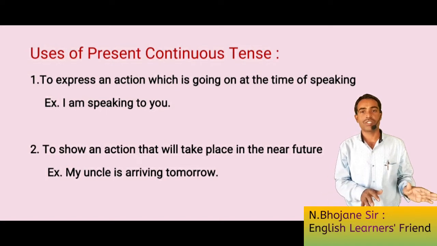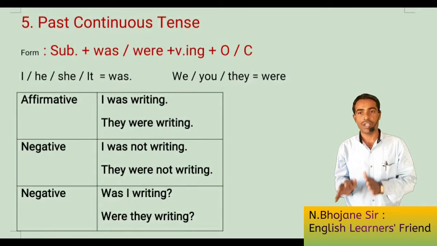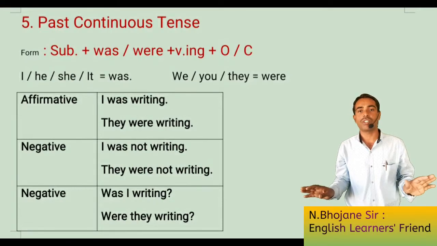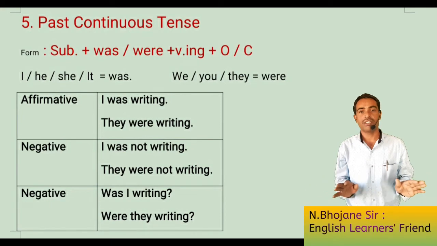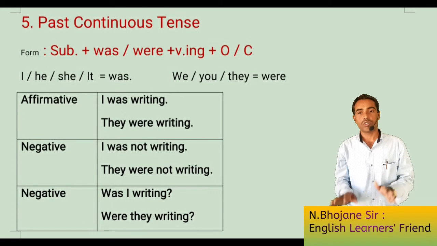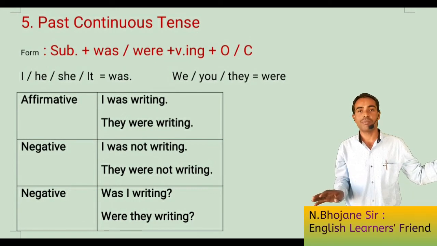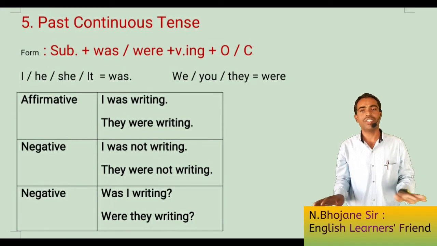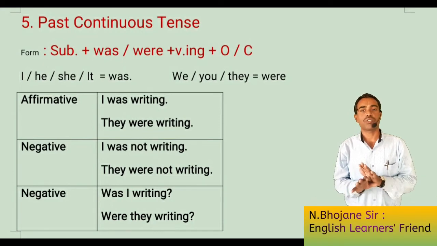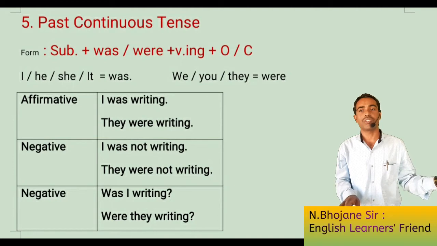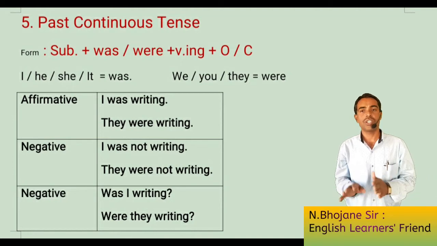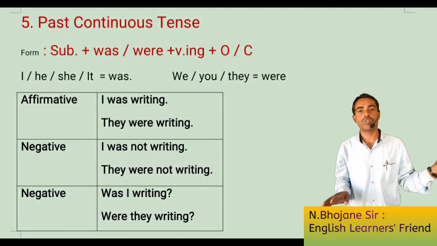Past continuous tense. Look at the form: subject plus was or were plus verb ing form plus object or complement. If the subject is I, he, she or it, use helping verb was. In other cases, use were. Now look at the examples. Affirmative sentences: I was writing, they were writing. Negative: I was not writing, they were not writing. Now interrogative sentences: Was I writing? Were they writing?